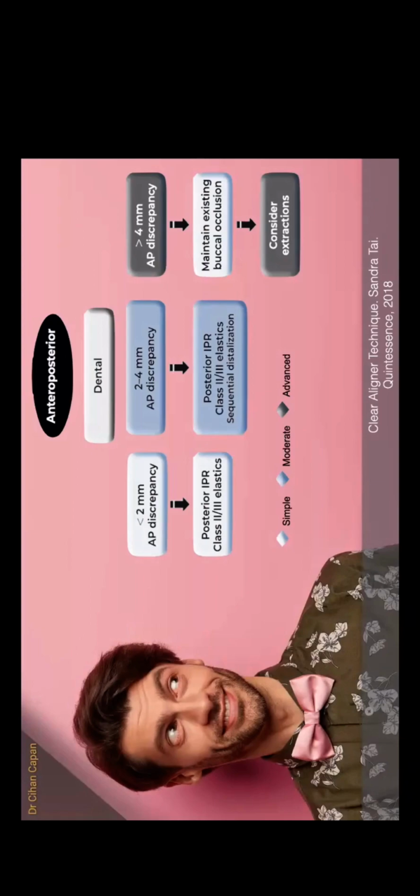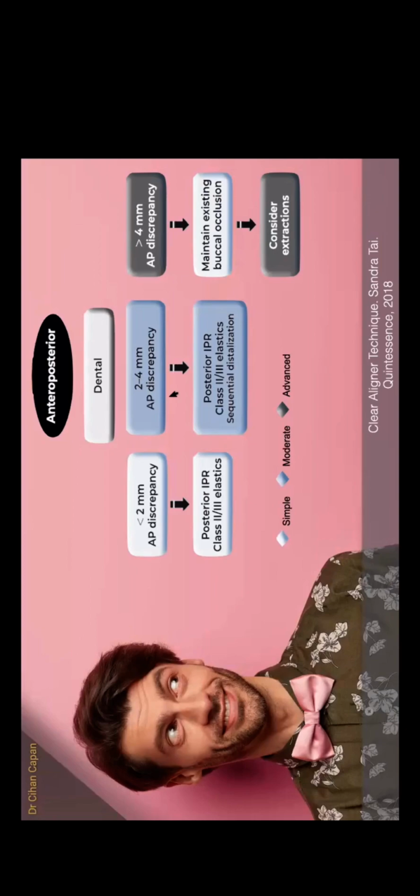When we look at the dental anterior posterior correction, if we have less than 2 millimeter anterior discrepancy, we can treat it with posterior IPR, and we can use class 2, class 3 elastics, and we call this a simple case. But if you want to be more conservative, if you don't want to do any posterior IPR, you can do sequential distalization in these cases too. If it's a moderate one, 2 to 4 millimeter anterior posterior discrepancy, we can use class 2, class 3 elastics combined with maybe posterior IPR, and we can do, of course, sequential distalization.